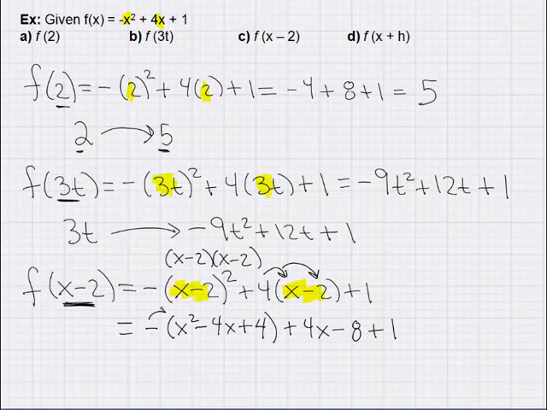Distribute this negative in here through this, and I end up with negative x squared. This will get me negative, and a negative gives me positive 4x, and another positive 4x gives me 8x. Here this will be negative 4, negative 8, positive 1. Negative 4, negative 8 is negative 12, plus 1 is negative 11. So f of x minus 2 is negative x squared plus 8x minus 11.